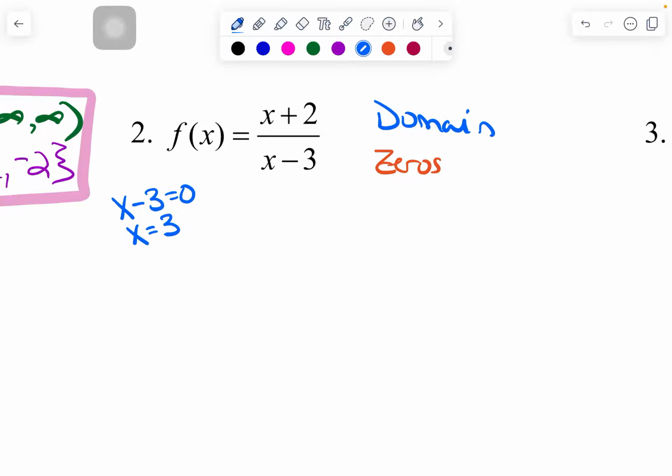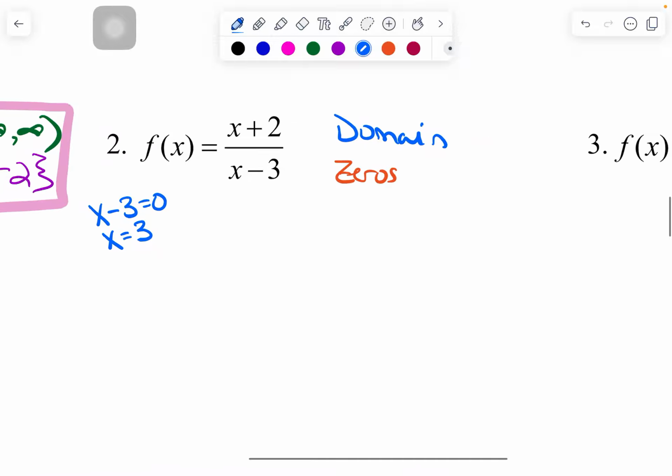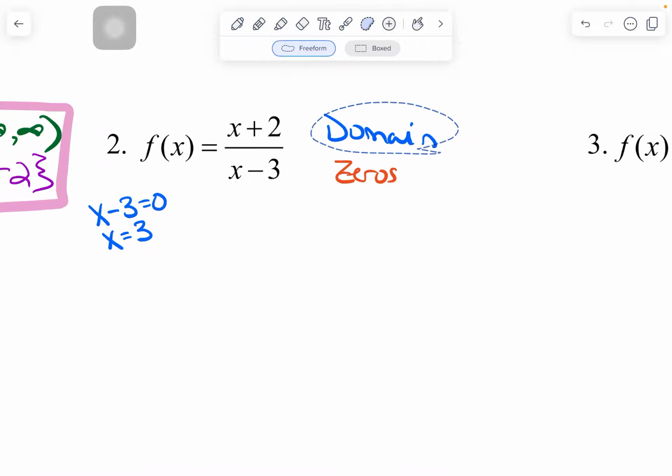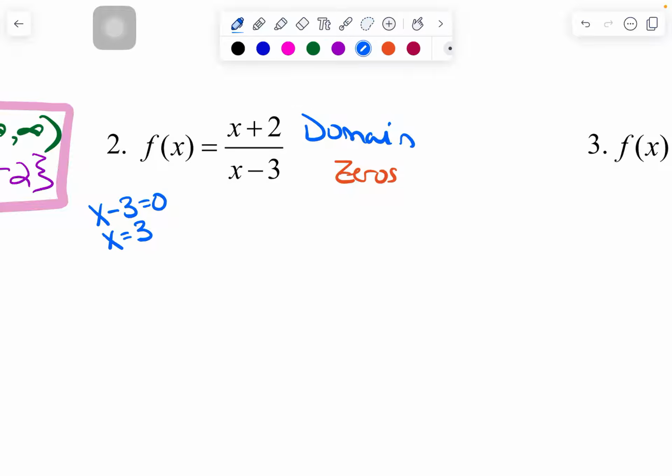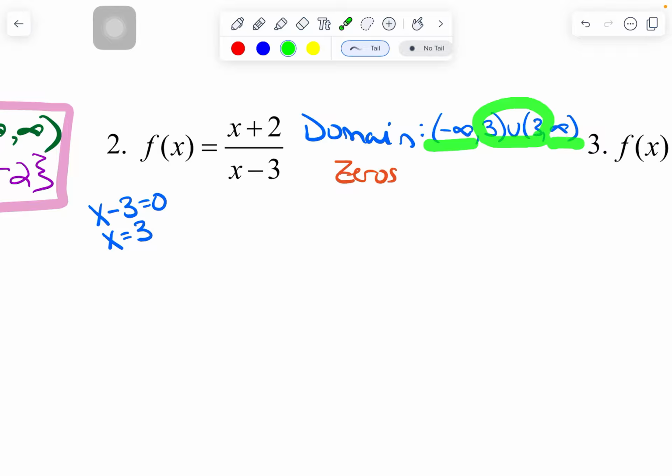There are a couple of different ways to write this. I'm going to do interval notation, which is what we've been doing. Let me slide that back because I need a little space. So for my domain, I can have negative infinity up to 3, and then 3 to infinity. So negative infinity to infinity, excluding the 3 in the middle. Using those parentheses here excludes the number 3 itself, but everything else is included.